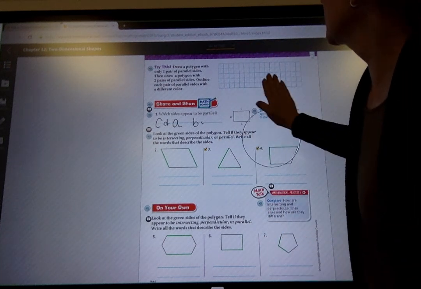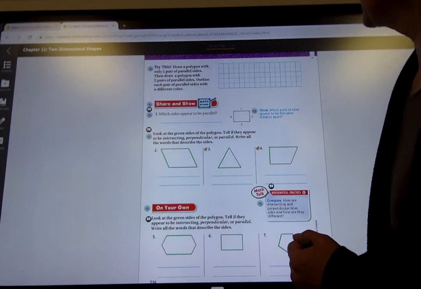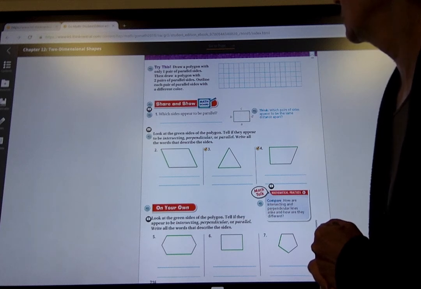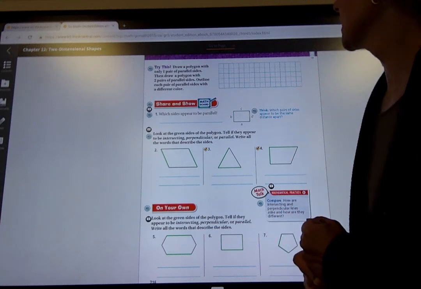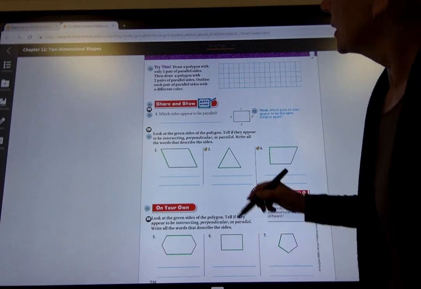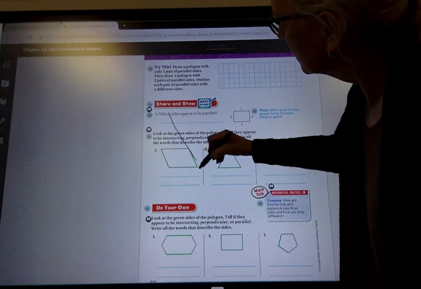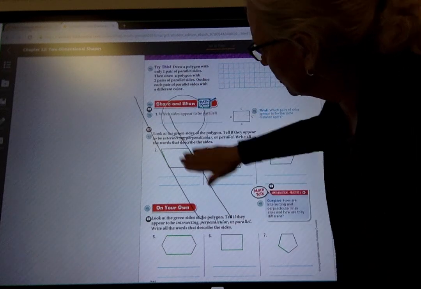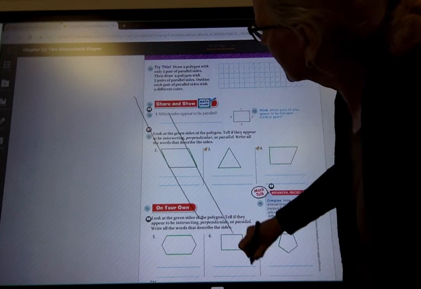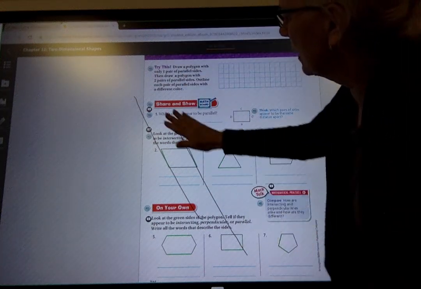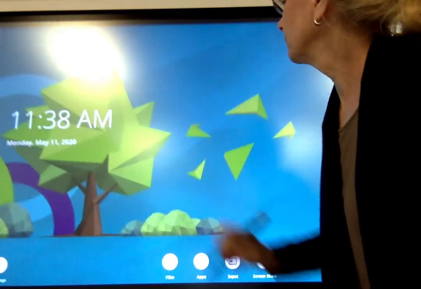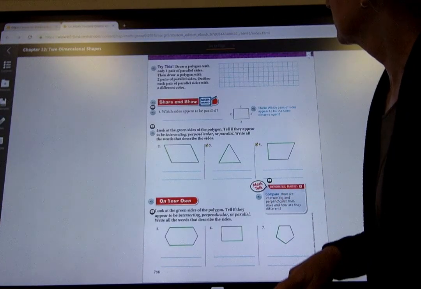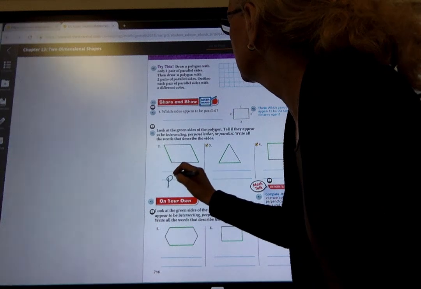Look at the green sides of the polygon. Tell if they appear to be intersecting or perpendicular or parallel. Write all the words that describe the sides. So I could continue these lines and keep going. And are they going to ever cross? I didn't do a very good job with this. They're never going to cross. They're going to keep going forever and ever at the same distance. They are parallel. So we're going to say they are parallel.